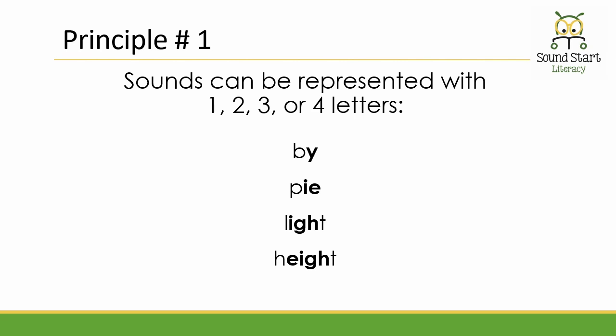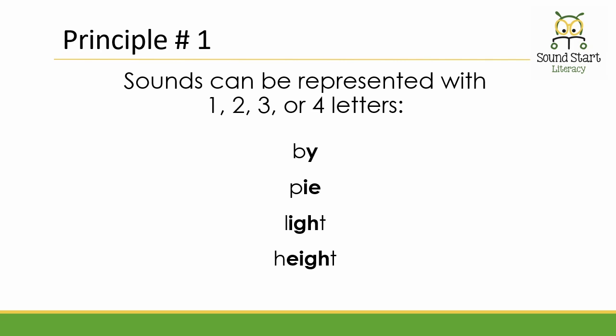So the first principle is that sounds can be represented with 1, 2, 3, or 4 letters. So in this example, I have 4 different words. They all are words that have the long I sound, but they all have a different number of letters to represent that grapheme of the I sound. So in the word buy, the grapheme representing the I sound is a single letter, Y. In the word pie, the grapheme is IE. So we have a 2-letter spelling to represent I.